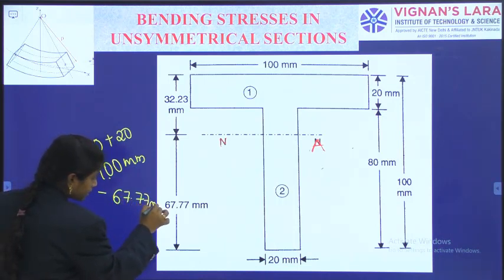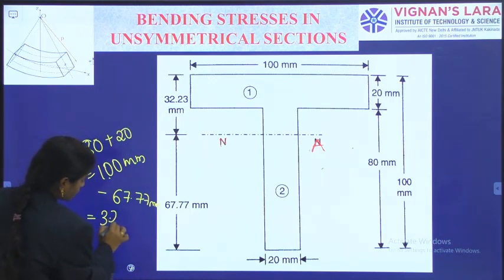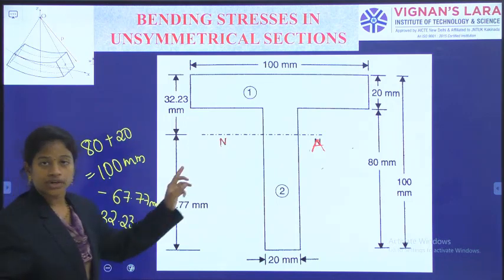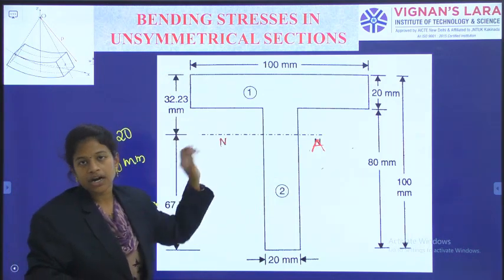67.77, that is from the top. The remaining is 32.23 millimeter from the top. So the neutral axis location is at a distance of 32.23 millimeter from the top line. Okay.